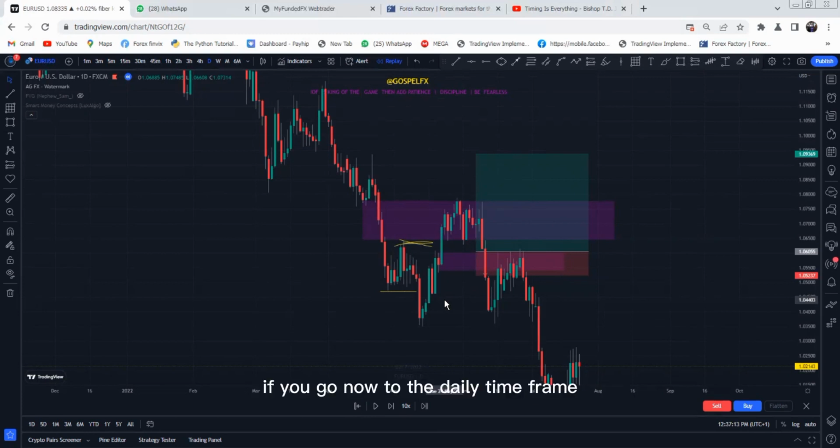If you go now to the daily time frame, you will know that, okay, this is what price is seeking. This is where the liquidity is standing, and you know that, okay, this is going to be an inducement, this and that, and price is going to head for this level.